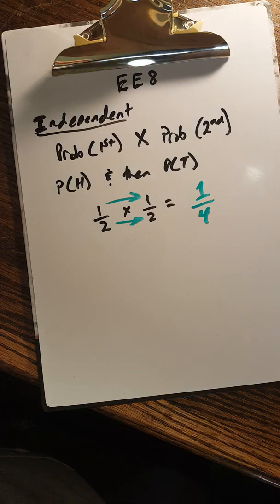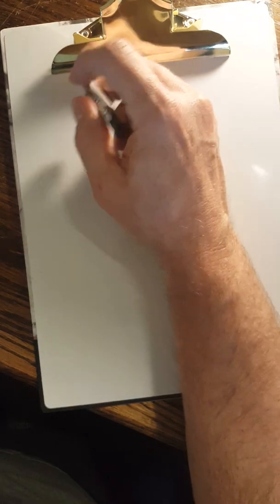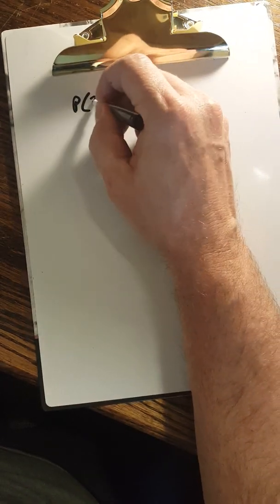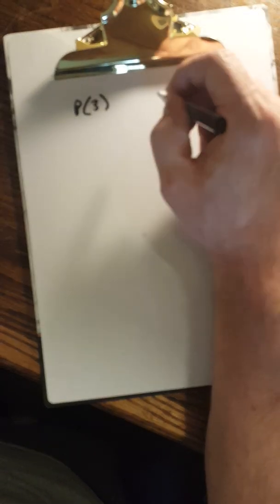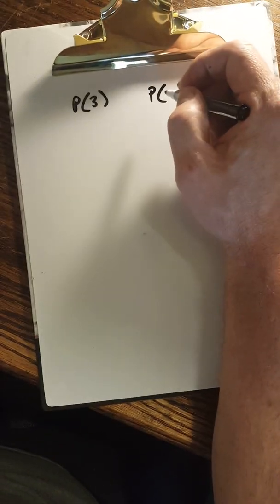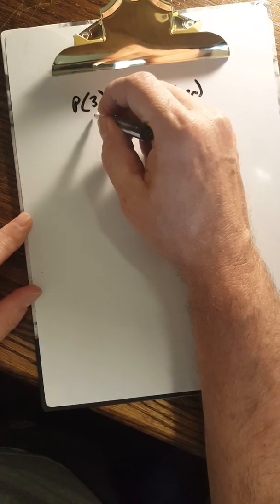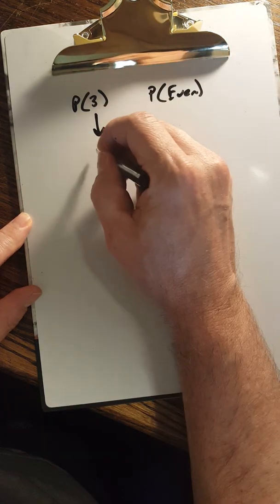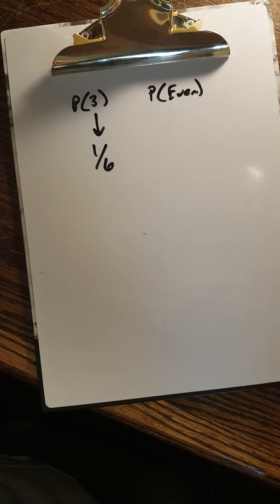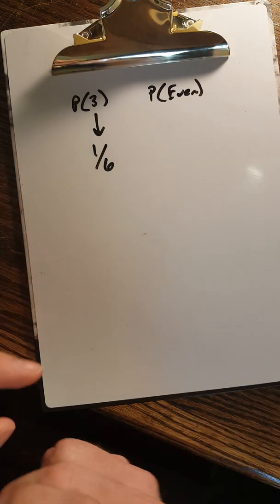4. Another example would be, when you roll a six-faced die, what's the probability of rolling a 3 and then rolling an even number? Well, these are totally independent of each other. So we know that the probability of rolling a 3 is 1 out of 6. There are only 6 faces on a die, and only one of those is a 3.